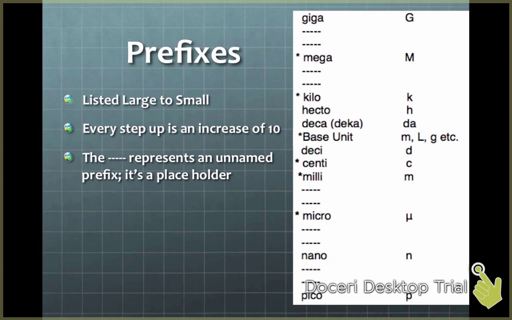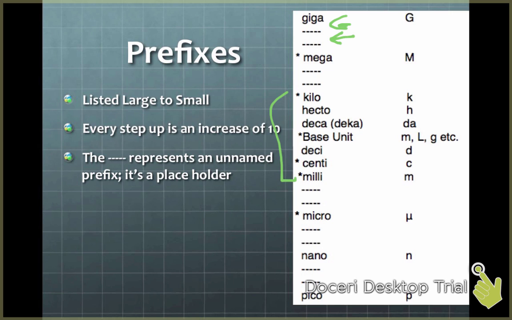As you guys notice, you will also see some dashes. This is an unnamed prefix. After our main 6 prefixes that I was just talking about, they stopped naming every step of the system because we didn't use them. We don't need a name for every single step. So they started going by every 3.